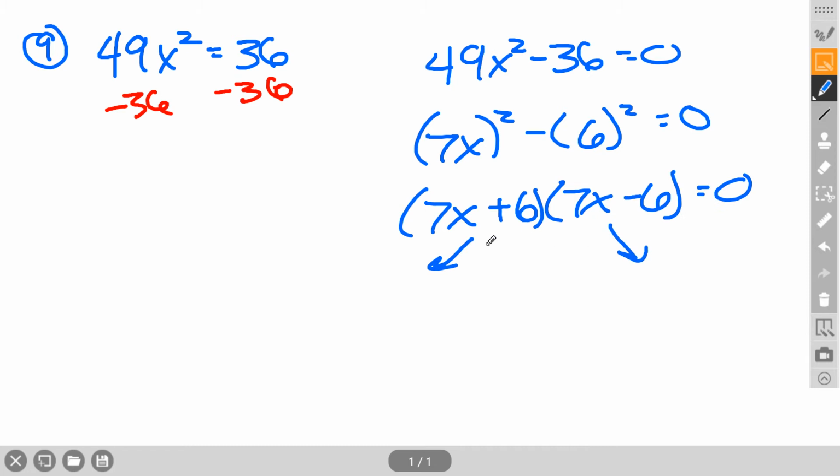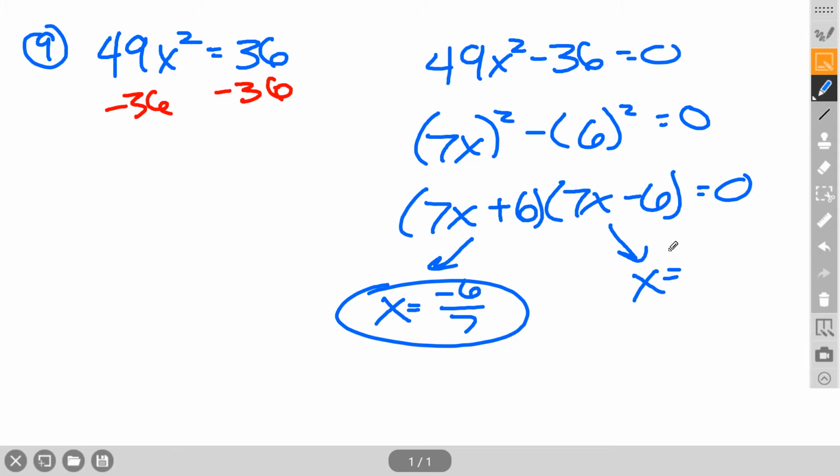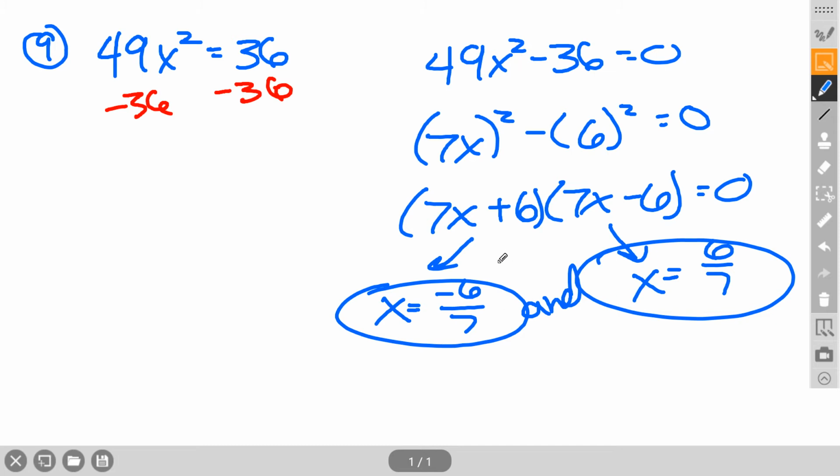And the value that makes this equal to 0 will be negative 6 over 7. If you set this equal to 0, you'll get negative 6 over 7. And this factor gives us positive 6 over 7 as a solution. If you set this equal to 0, you'll get 6 over 7. So these are our two solutions. And remember, to get those, you solve the equations 7x plus 6 equals 0 and 7x minus 6 equals 0.